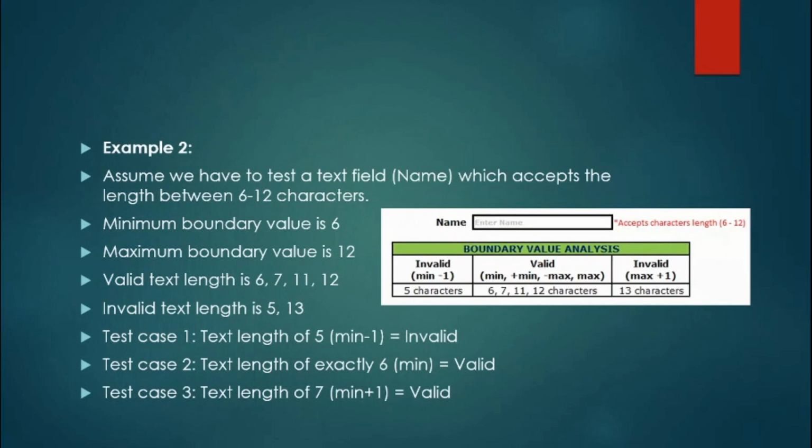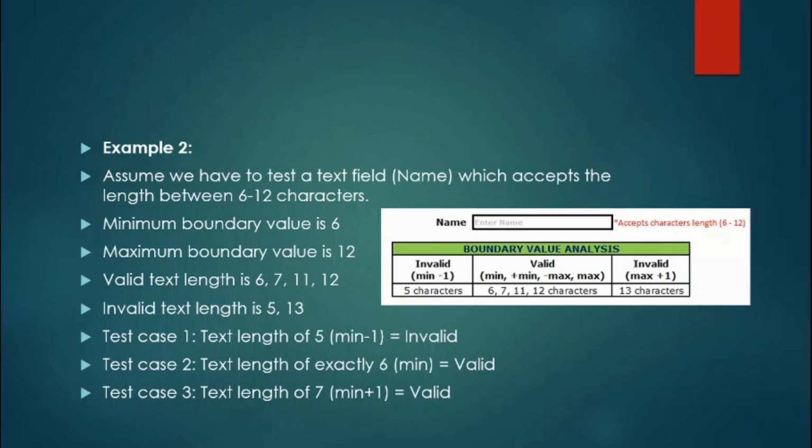Now let's see another example. Here you can see that there is a text field with the name which accepts characters between 6 to 12. When I'm talking about 6 to 12, anything less than 6 will be invalid, and anything more than 12 will again be invalid. Only if you enter characters between 6 to 12 will it be valid. The minimum boundary value is 6 and the maximum boundary value is 12. Valid text length is 6 to 12, any number between 6 to 12. It's not that only 6, 7, 11 and 12 are valid.